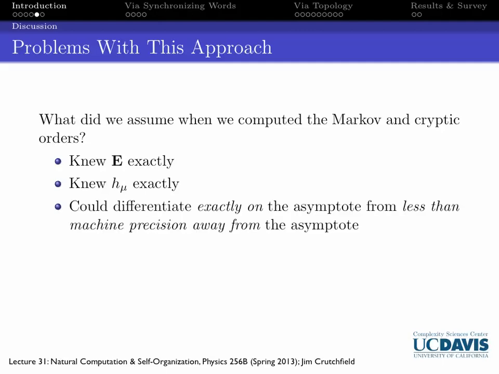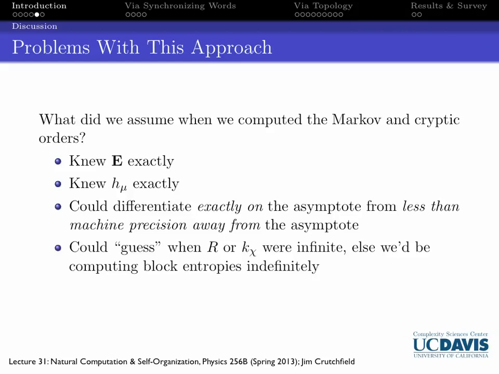This is a more important issue. We assumed we could differentiate exactly on the asymptote from less than machine precision away from the asymptote. This is a very practical concern. For the even process, the block entropy curve approaches the asymptote exponentially, but it is never exactly on the asymptote. So eventually we'll get to a point where the distance between them is smaller than your computer can differentiate. And at that point, if you had an automated algorithm doing this, it would assume you were at the Markov order, some finite but large value, whereas we know, theoretically, it's infinite. So this is an actual practical issue when we're calculating Markov orders.